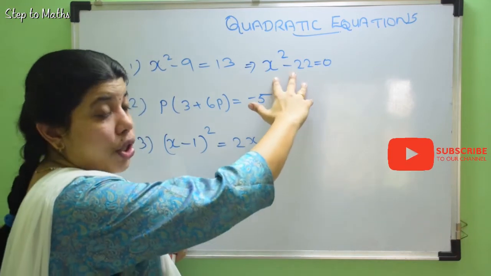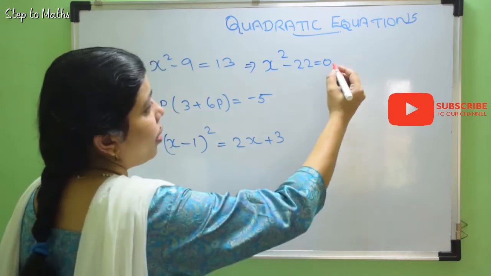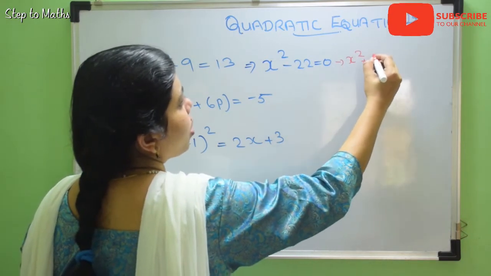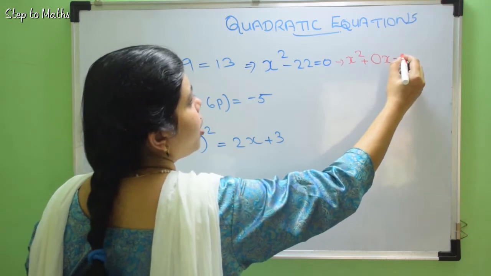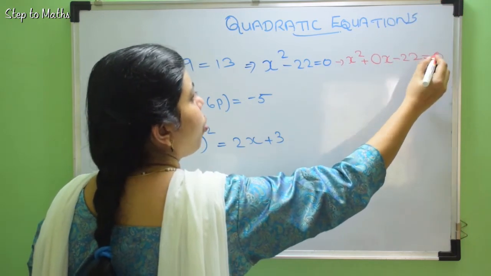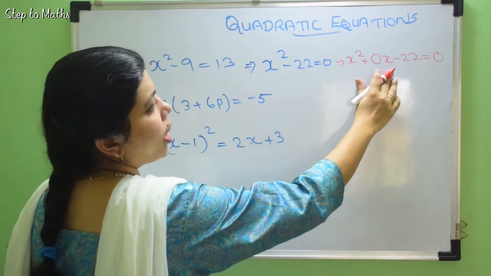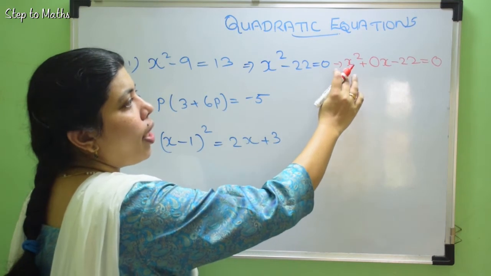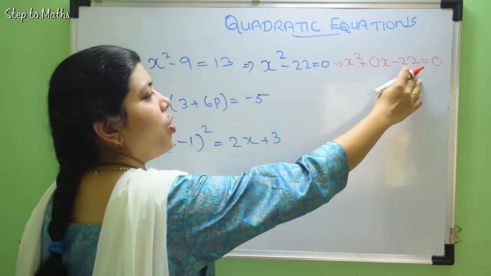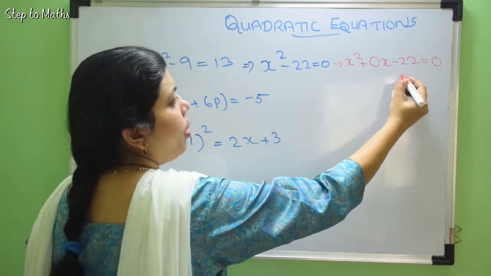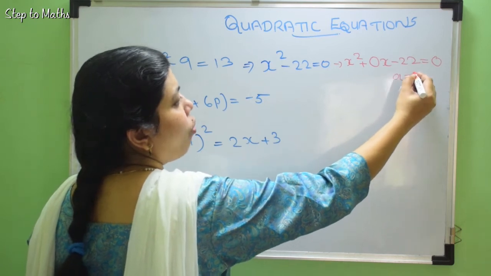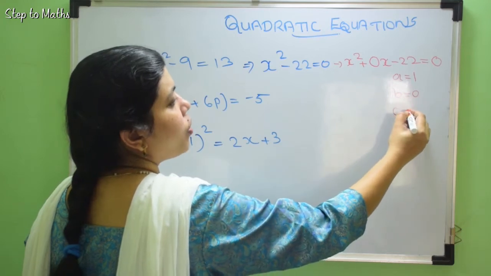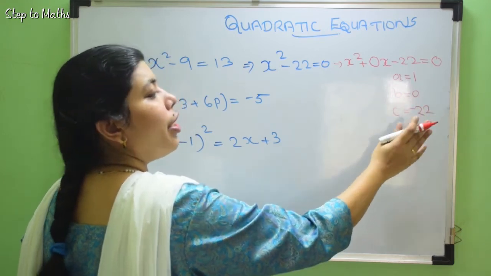Then this is not in the general form. So we can rewrite it as x square plus 0x minus 22 equal to 0. Now this is in the form of ax square plus bx plus c, and the value of a is equal to 1, the value of b is equal to 0, and the value of c is equal to minus 22.